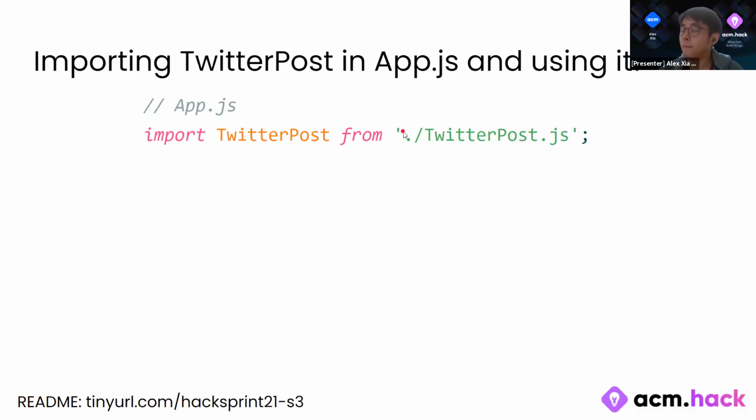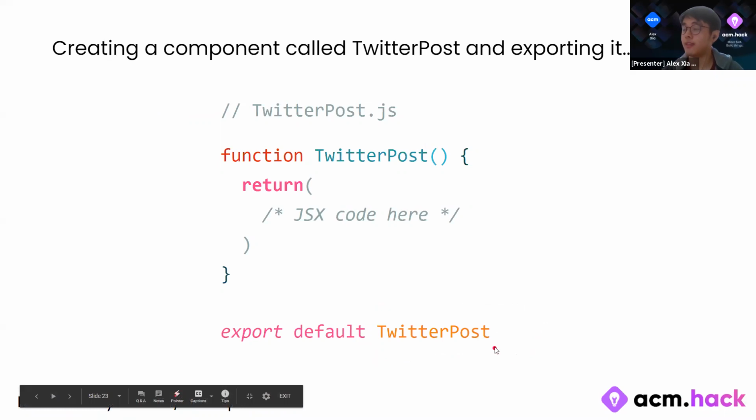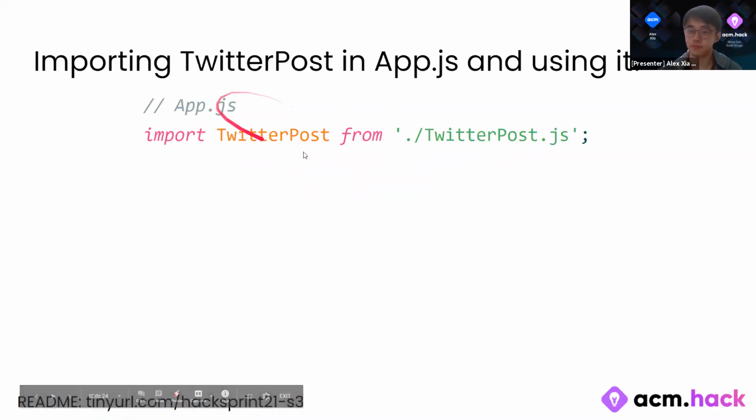And so this on the right is the path name from app.js to twitterpost.js. And on the left here, Twitter post is the thing that we specified when we exported. So we noticed that we exported Twitter post, and then we can import it again from here.